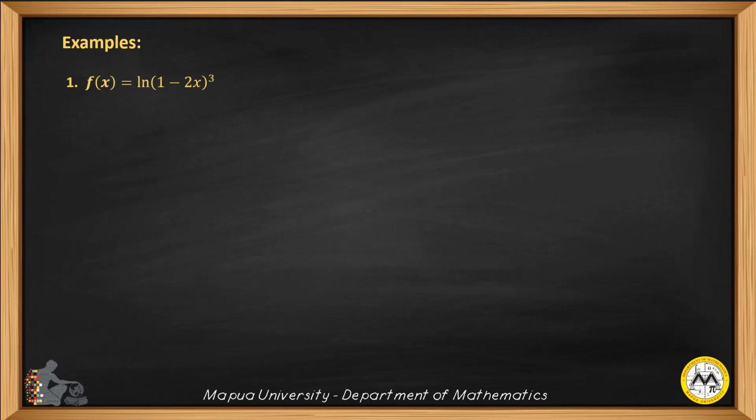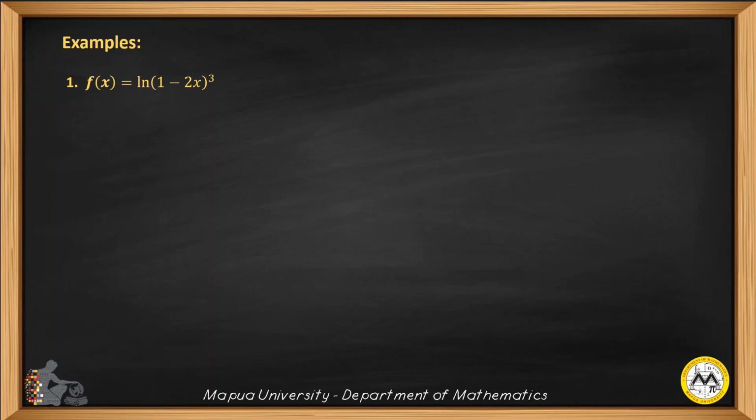For our first example, we have f of x is equal to the natural log of the cube of 1 minus 2x. When you are given a transcendental function, it would be best to recognize first the nature of the function given to you. In this case, what we have is just a natural log function. It is the natural log of (1 minus 2x) cubed. So, fitting this to the form ln of u, u is the cube of 1 minus 2x.